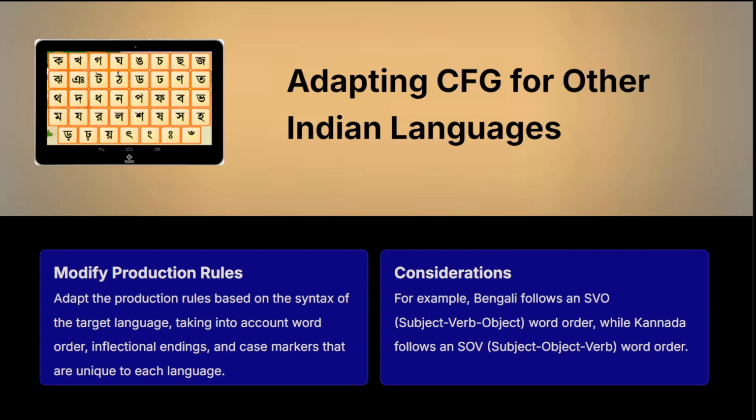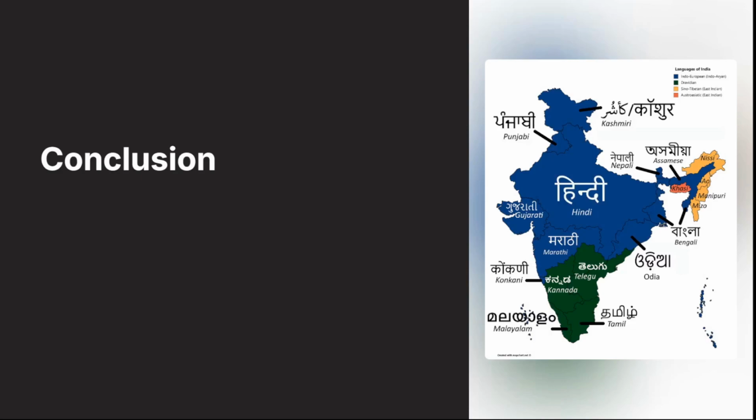Maybe it may not be possible for some languages to create a context-free grammar. For example, Bengali follows a subject-verb order, while Kannada follows subject-object-verb order. So, in conclusion, we have covered how CFG works, how it can be applied to Indian languages like Tamil and Hindi through production rules. We also saw the many places where CFG is used, from natural language processing to programming languages, even in the compilers that run our code. It is essential in both linguistics and computer science.